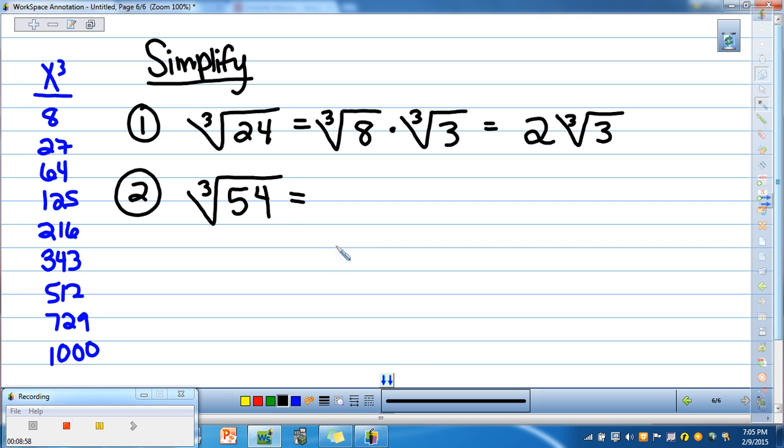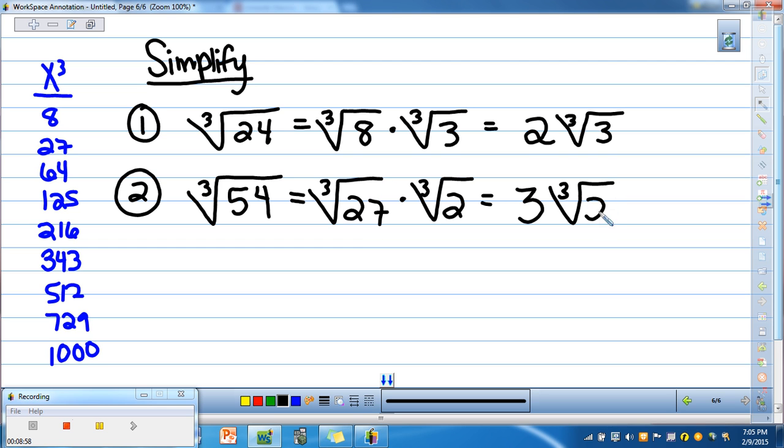How about the cubed root of 54? Going down our list, we see that 8 does not go into 54. 8 times 7 is 56. Looking at the next number, 27 times 2 is 54. So let's split it up. Cubed root of 27 times the cubed root of 2. The cubed root of 27 is 3, so we're going to put that in front of the cubed root of 2 that we're left with.